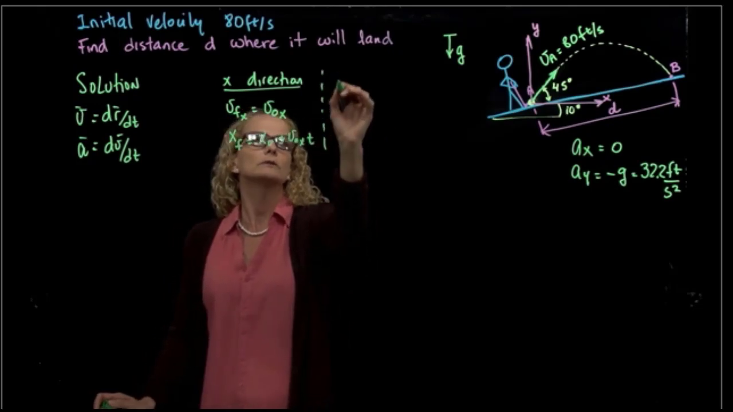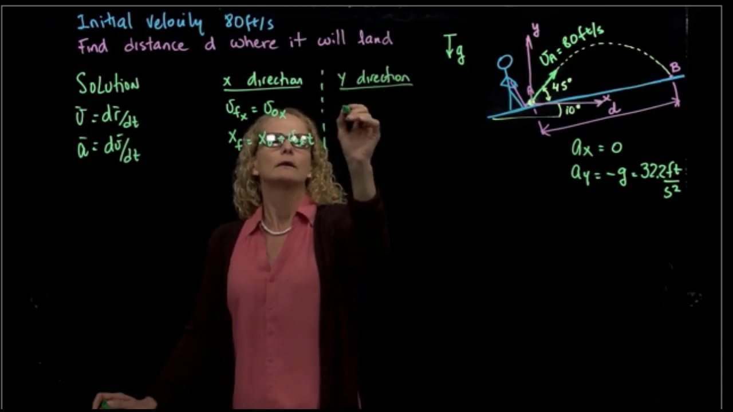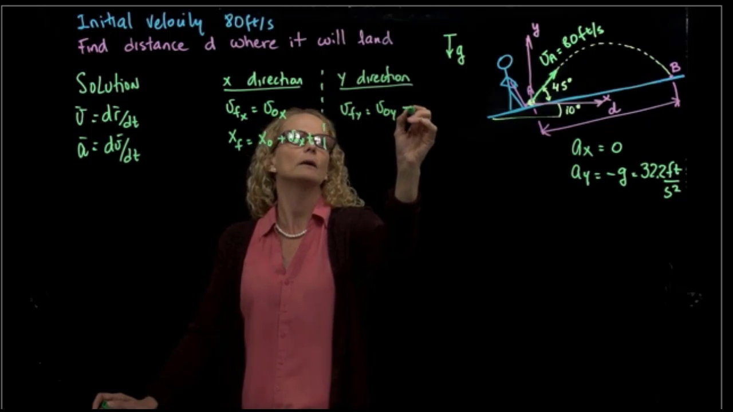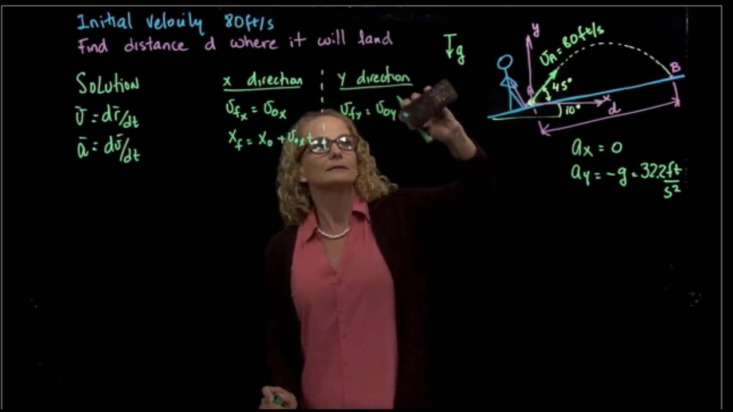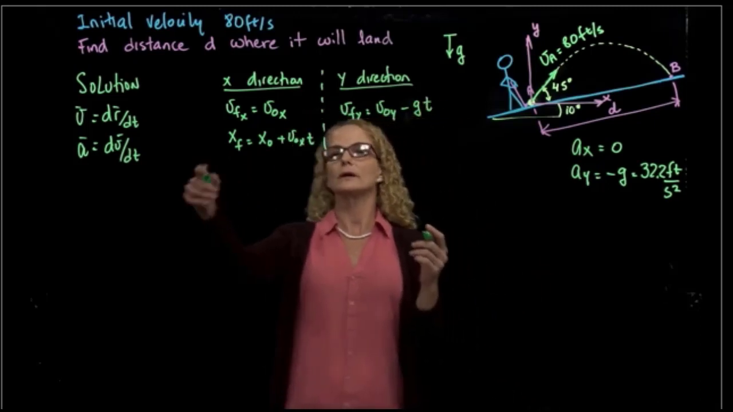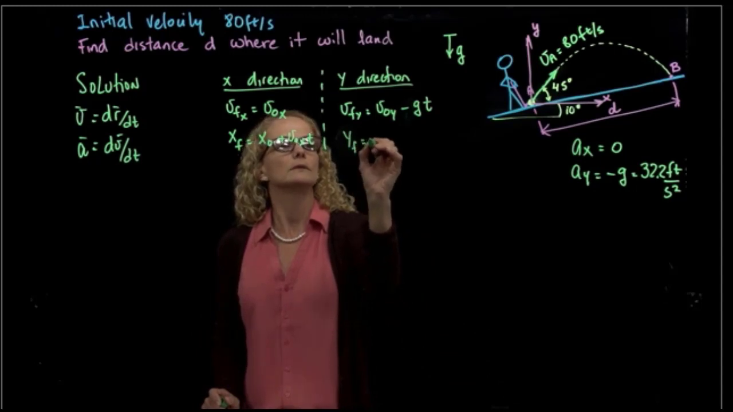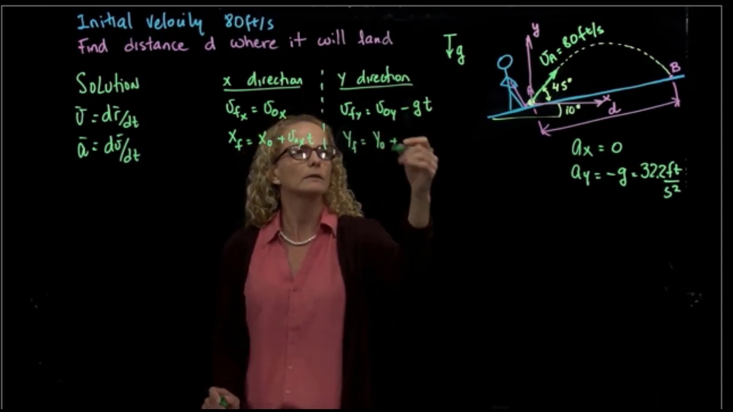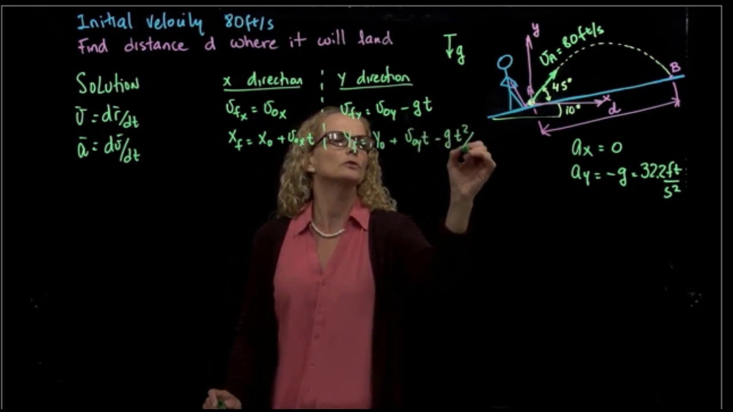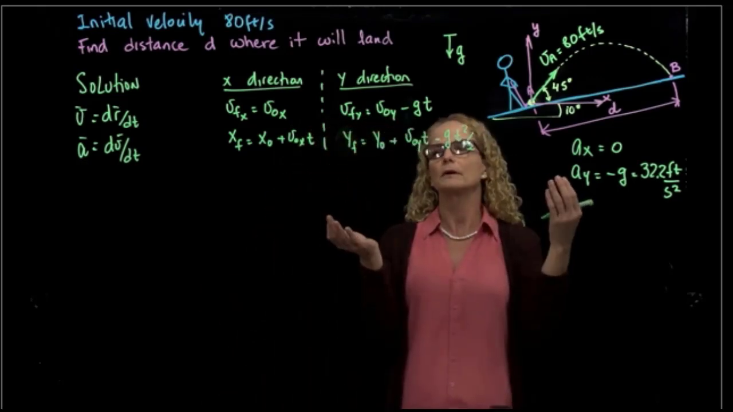And in the y direction, we have that the velocity in y will be equal to the initial velocity in y minus the acceleration times time, because we integrated with respect to time, and the final position in y is equal to the initial position in y plus the integral of this expression. Those expressions you know by heart, but I just want to make sure that you know where they come from.